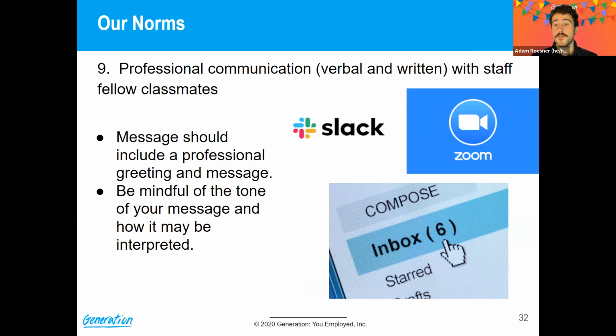In Zoom, it's fine. We're all together. You don't need to start off a message in the Zoom chat with greetings and, I hope you're doing well, or anything like that. You can just say, hey, and then proceed with your message. Be mindful of the tone of your message and how it may be interpreted.